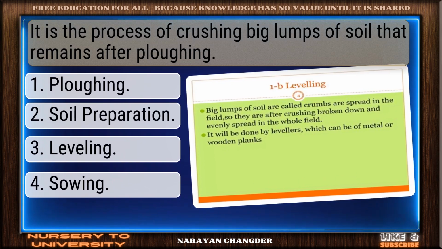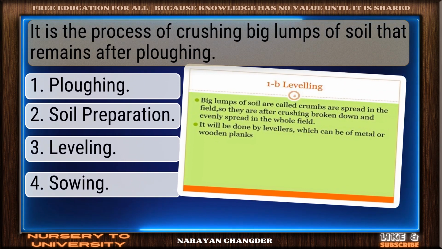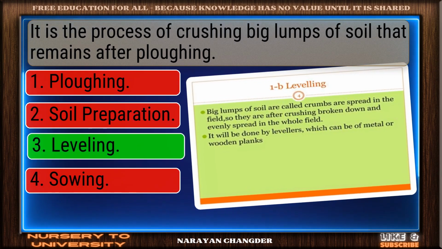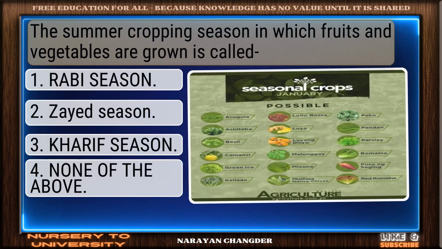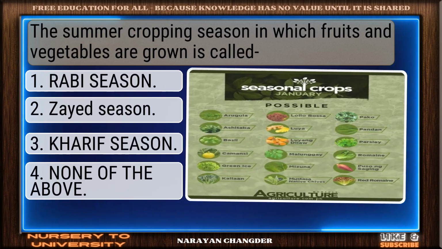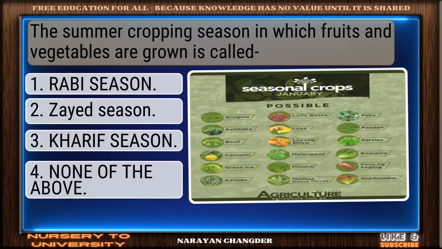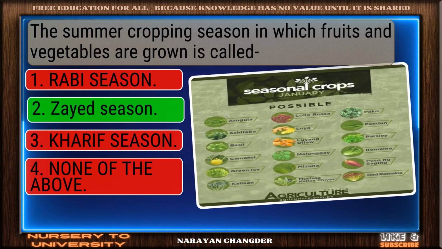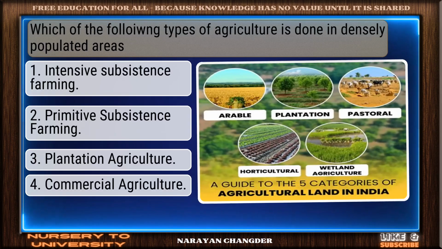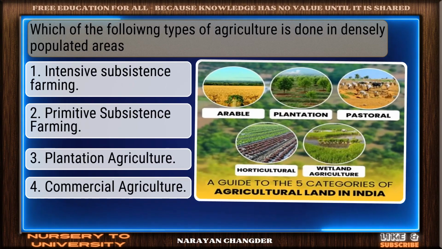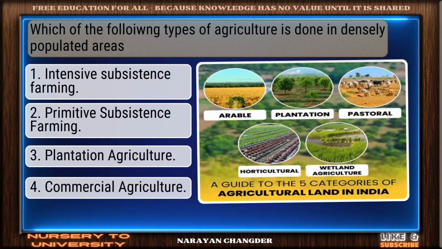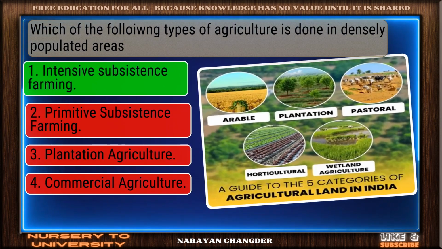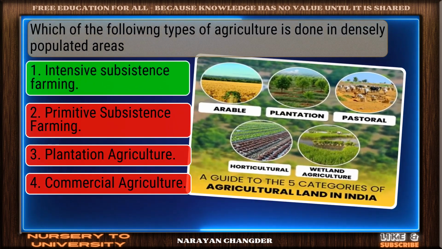It is the process of crushing big lumps of soil that remains after ploughing. On track. Leveling is correct. The summer cropping season, in which fruits and vegetables are grown, is called. You got it. Zaid season fits. Which of the following types of agriculture is done in densely populated areas? Well done. Intensive subsistence farming is right.